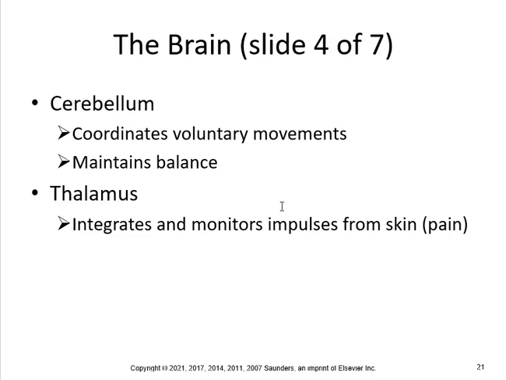The thalamus, I like to call that really air traffic control, because at the airport you have a whole bunch of flights coming in and a whole bunch of flights leaving. So the thalamus gets a whole bunch of information, integrates and monitors impulses from the skin and pain. So it's going to give all this sensory information, and then the brain's going to decide what to do with it. So think of the thalamus as air traffic control. Basically, air traffic control monitors all the flights that come in and all the flights that go out. Well, the thalamus gets all this information from your body, and then it'll decide what to do with it.